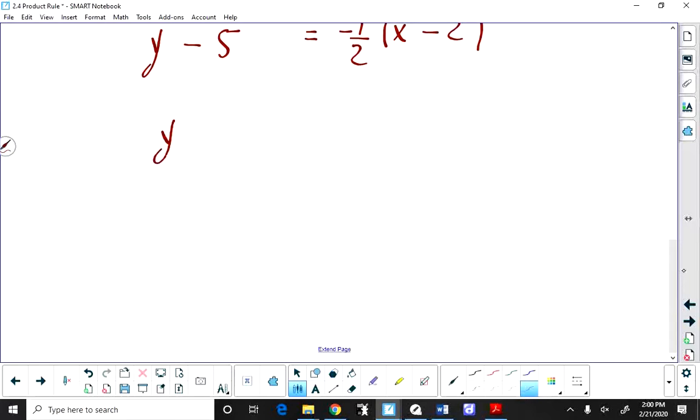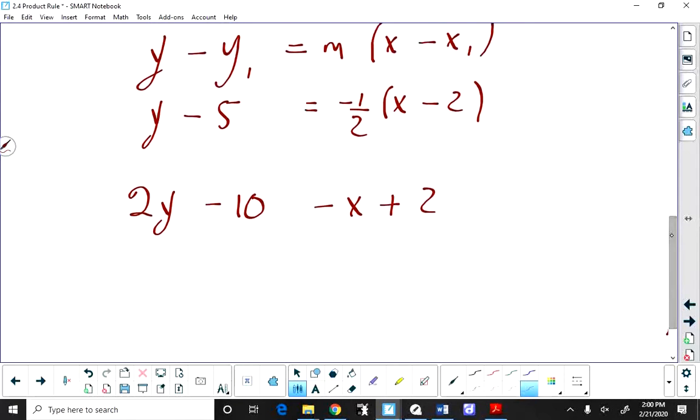Actually, what I would probably do, because I don't like fractions in my equation, is multiply the y minus 5 by 2, so I don't have over 2 here. I just have negative 1 times the x minus 2. That gives me negative x plus 2. And I have 2y minus 10, so your equation is x plus 2y minus 12 equals 0. Okay.